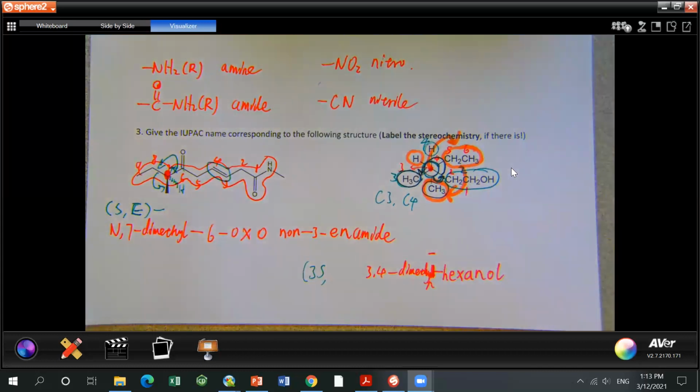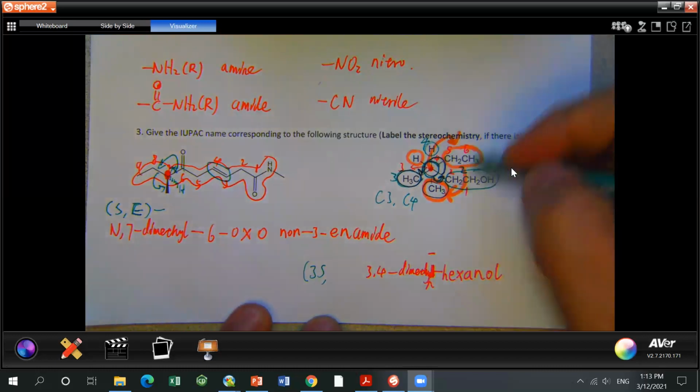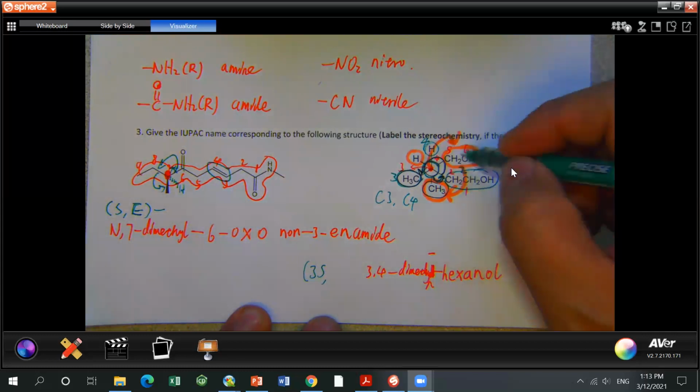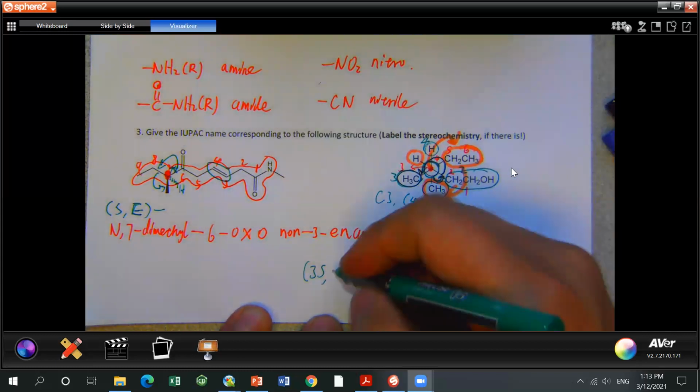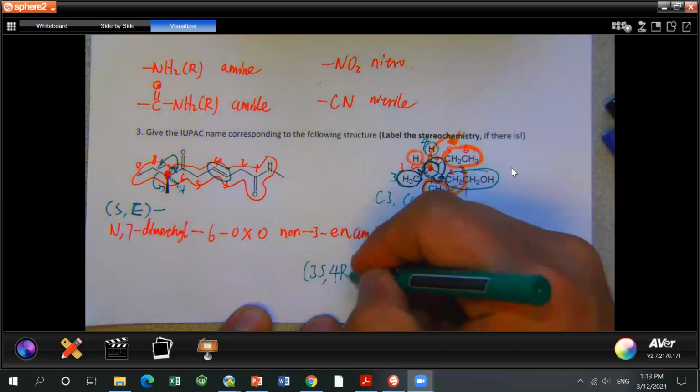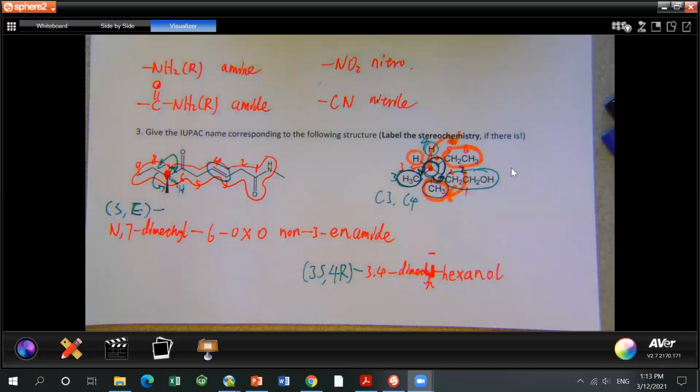If you can develop this kind of vision, you should directly design the R/S for carbon 4, and also carbon 3. If you draw this arc, you find that it looks clockwise. That means carbon 4 should be R. So that's the full name: 3S, 4R, 3,4-dimethyl-1-hexenol.